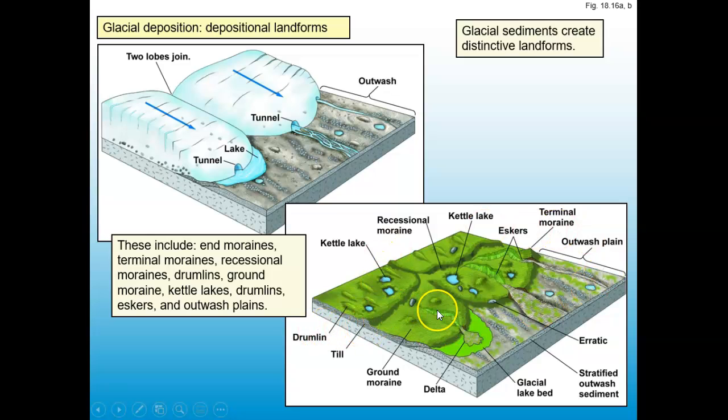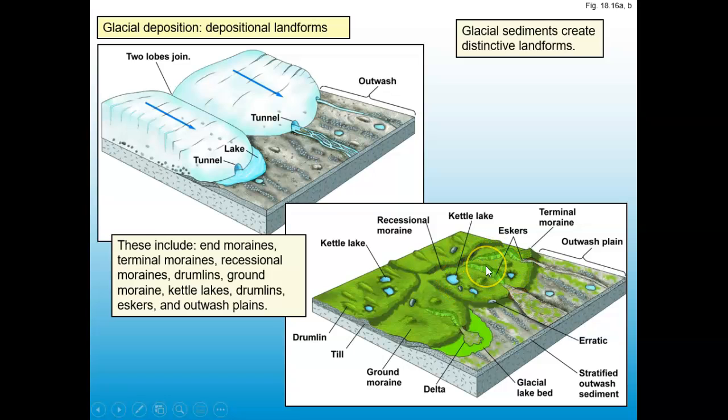Just another image that's showing you all the features. A kettle lake is usually where you have debris, but there's a big block of ice trapped in the debris. And then, of course, the ice melts and all the water sits in this depression where it was, and we get a lake.